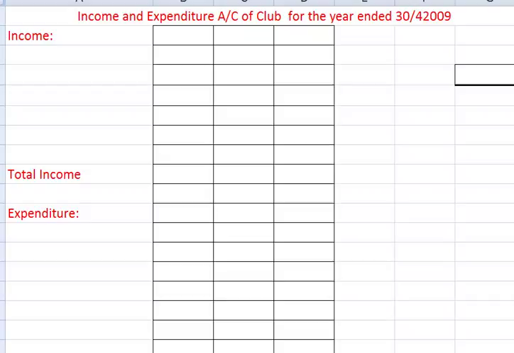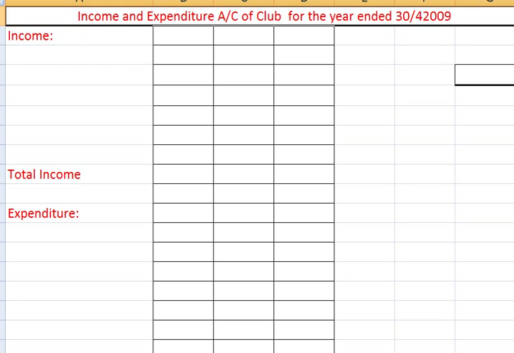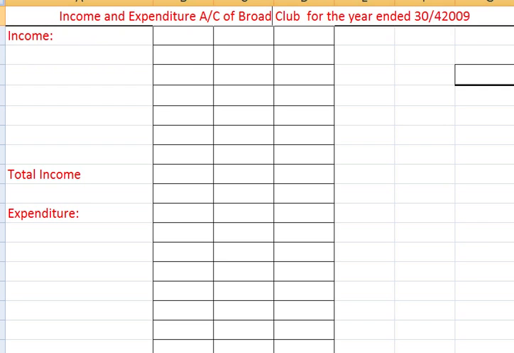Okay, so we're going to do the 2009 question, which is Broadford GAA Club. Now this question involved doing an income and expenditure account and a balance sheet for a club. So the first thing we're going to do is the income and expenditure account, and as with all accounts, you title it first. The income and expenditure account of Broadford GAA Club for the year ended, which in this question is the 30th of April 2009.